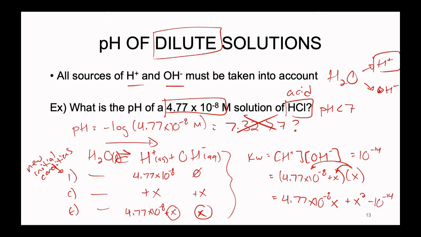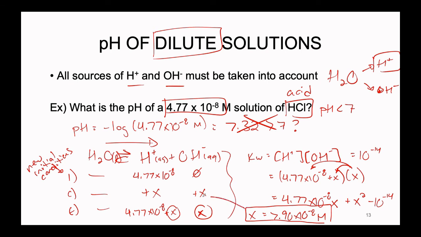Now, using the quadratic formula, we can solve for what x is equal to, and x is going to be equal to 7.90 times 10 to the negative 8 molar. All right, so this change, this difference in our x, is going to help tell us exactly what our new concentration of H plus is going to be at equilibrium.